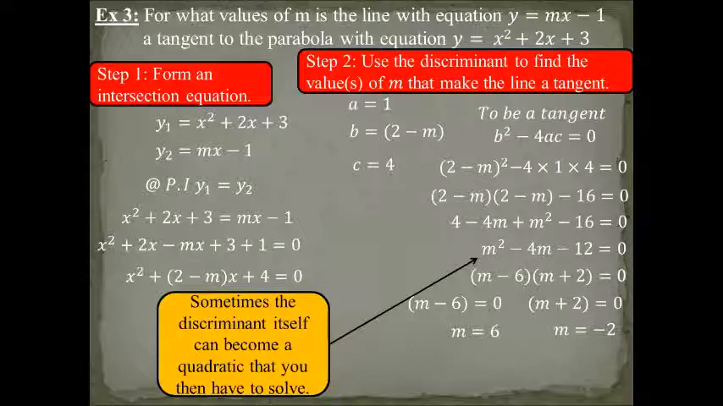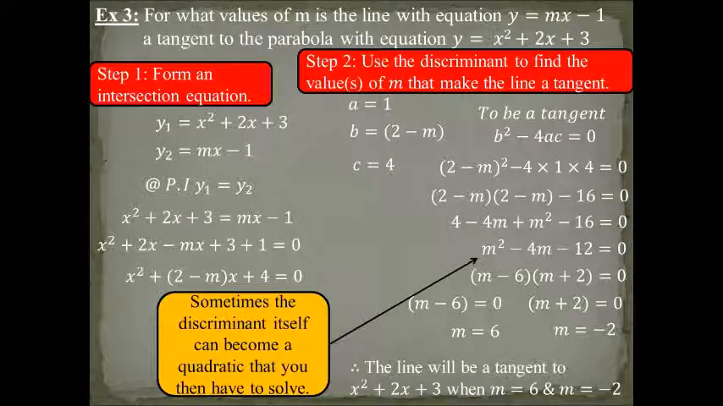what values of m would make the line y equals mx minus 1 a tangent to the parabola y equals x squared plus 2x plus 3. So there's your solutions right there. So therefore, the line will be a tangent to x squared plus 2x plus 3 when m equals 6 and m equals minus 2. So there's two possible values.